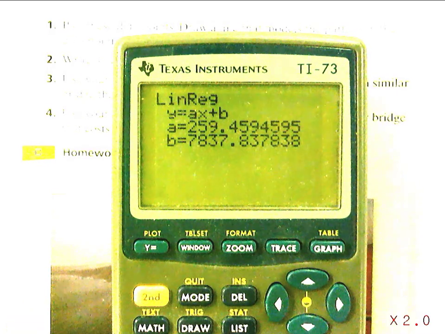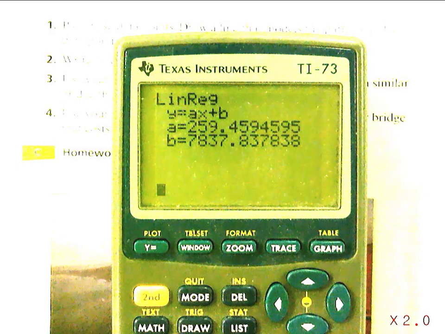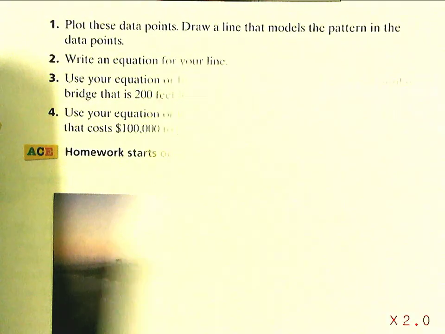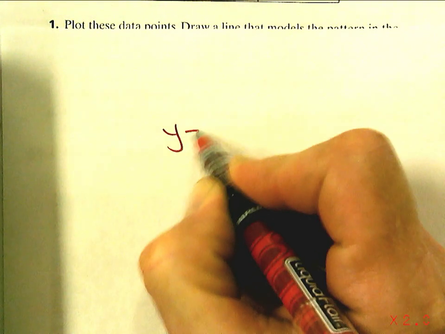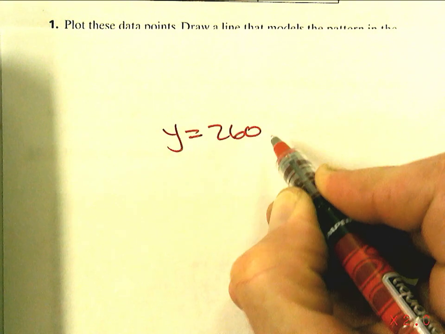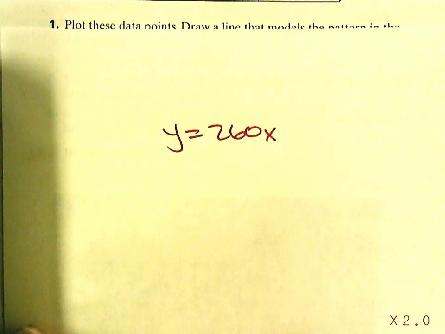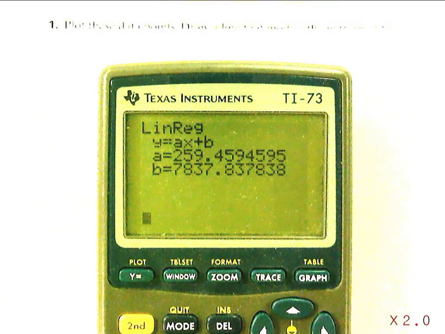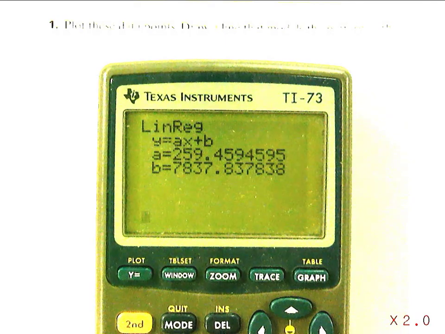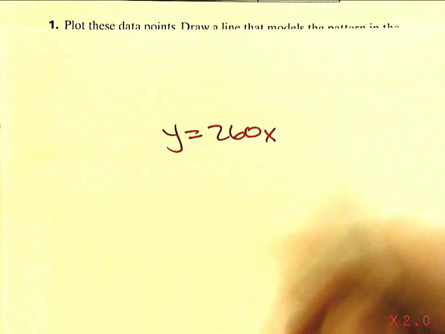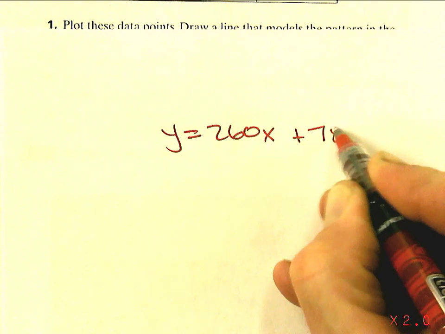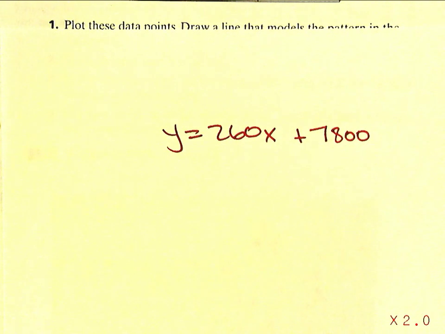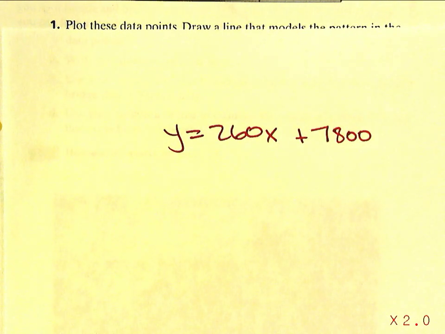So it looks like we have y equals 260x. I rounded off the 259. Plus, we're going to go ahead and round that off to 7,800. Because again, this is an estimate. It's averaging things out. We'll be a little bit off. But this is close enough in this case because again, we're going to estimate where this line goes.